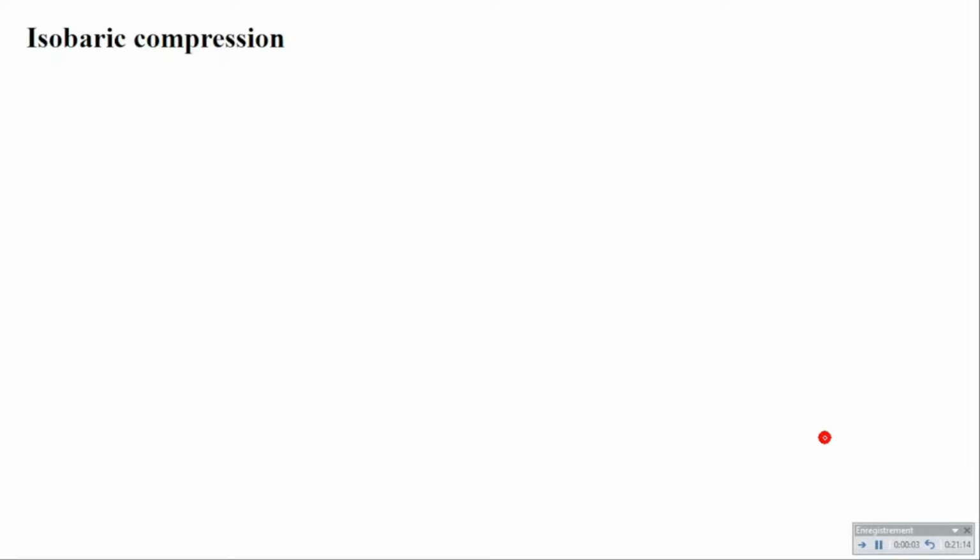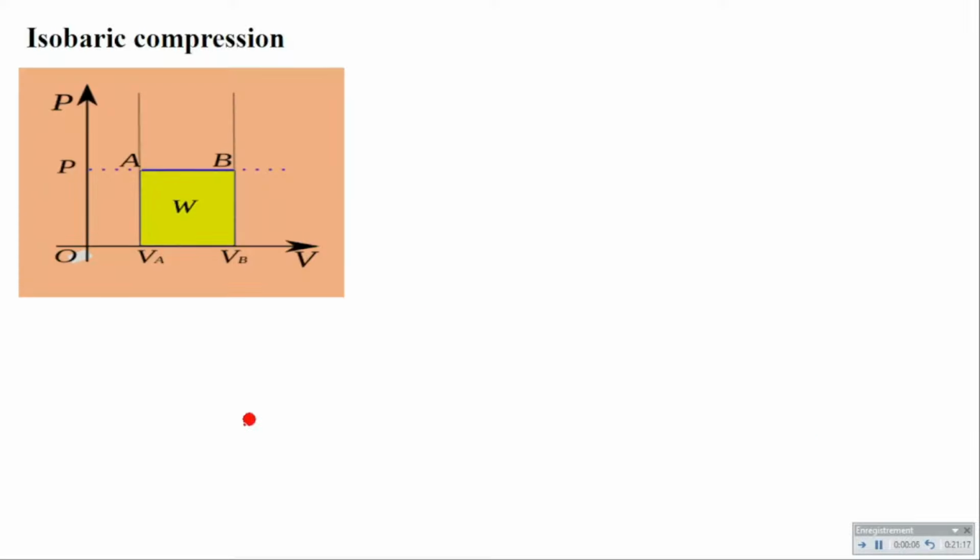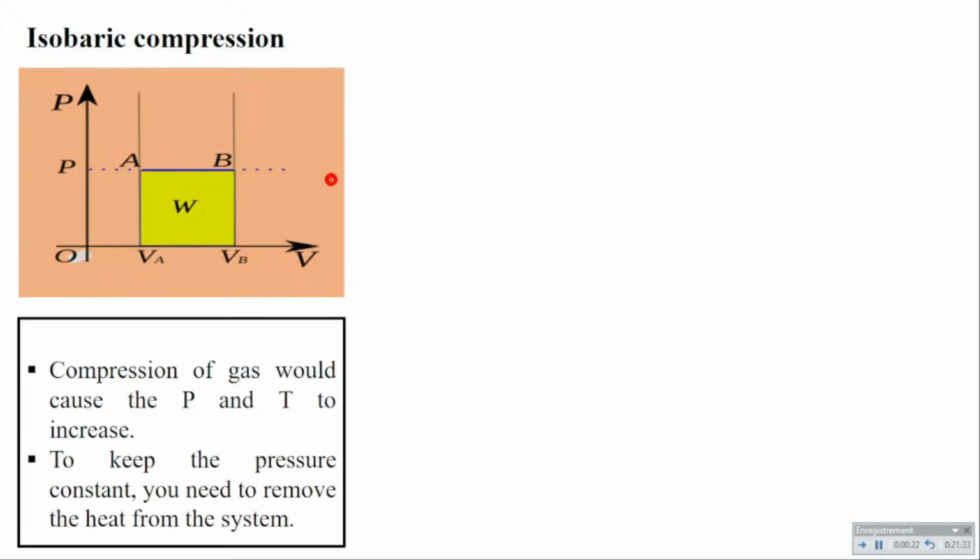Now let's go to isobaric compression. Here we are compressing the gas. That means the volume is going to decrease. We need to move from B to A by decreasing the volume, but at constant pressure. Compression of gas would cause the pressure and temperature to increase. When you are compressing the gas, you are increasing the pressure, and you are also increasing the temperature.